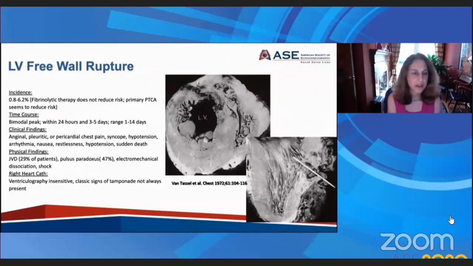It also has a bimodal time course. Clinical findings include angina, pleuritic, or pericardial chest pain because of associated pericardial effusions and sometimes tamponade. There can be syncope, hypotension, arrhythmia, nausea, restlessness, and sudden death. On physical exam, 29% of patients present with JVD, 47% can present with pulsus paradoxus, and electromechanical dissociation and shock. Right heart cath can be very insensitive since the classic signs of tamponade may not always be present.